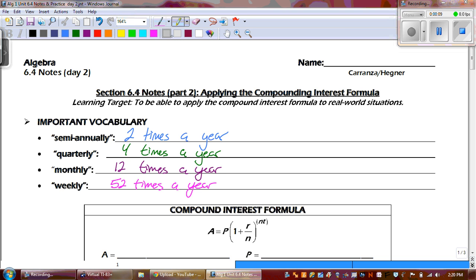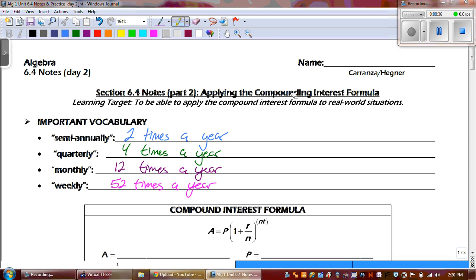Today we are continuing our discussion and now applying the compound interest formula. The learning target is to be able to apply the compound interest formula to real-world situations. Okay, now some important vocabulary words. We've got 4 words that are extremely important to compound interest.